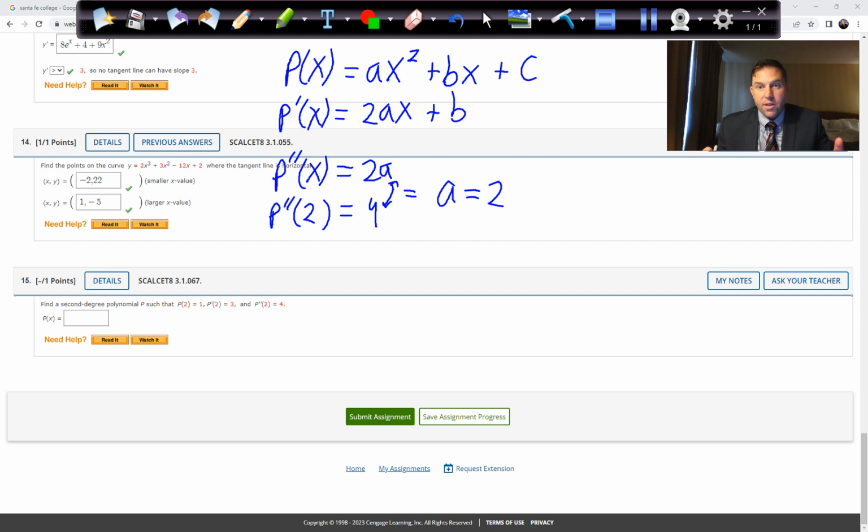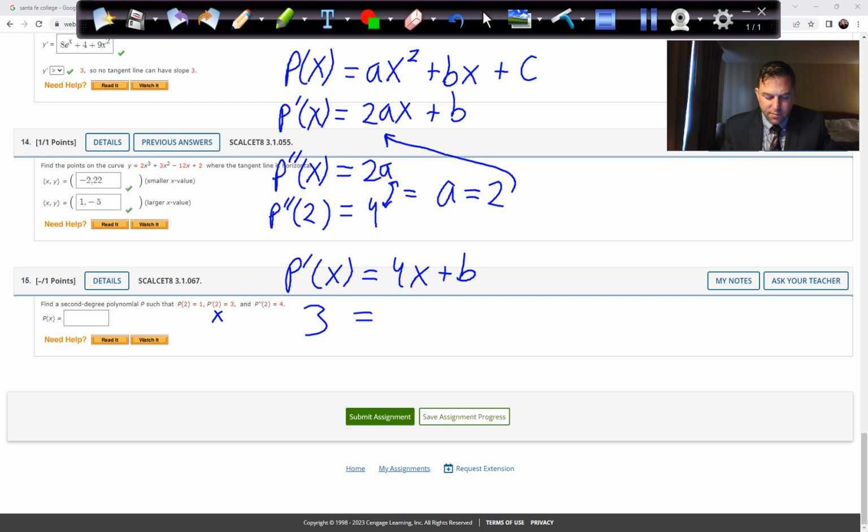Okay, now we can start to back substitute and solve. So let's put a as 2 in there. So now we know p prime of x is really 2 times 2, which is 4x plus some unknown variable b. But then they tell us if you plug in x is 2 again, the whole thing should be 3. So we get 3 equals 8 plus b. Subtract 8 from both sides. Minus 5 should equal b.